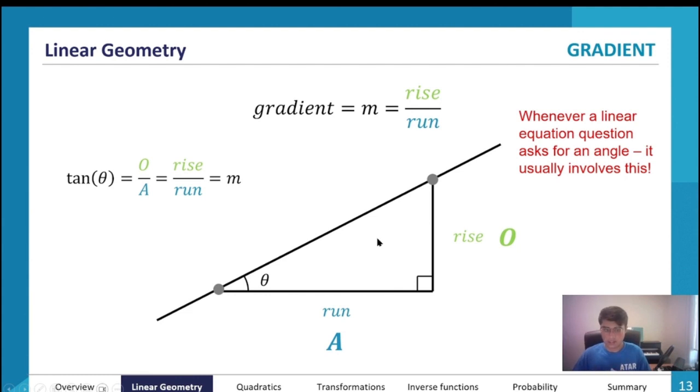Now, note that this is only for linear equation questions. There are some other complex questions that might be asking you for angles. Only if it involves a linear equation should you use this idea of the tangent of the angle being equal to m. Now again, the way we derive that is tangent is opposite over adjacent. Our opposite is the rise and our adjacent is the run. So you just substitute that into the formula for m, rise over run, and eventually you'll get to the formula for m.